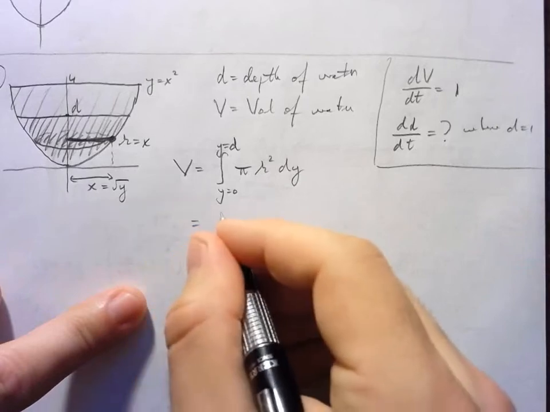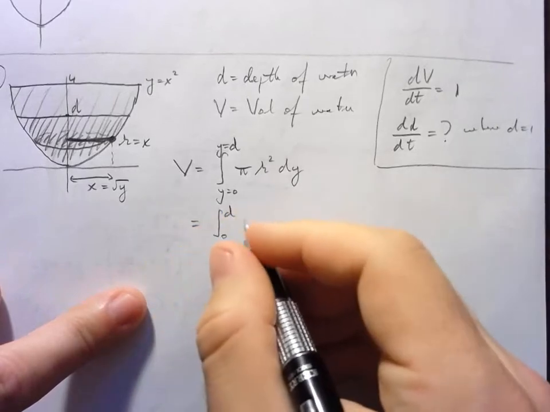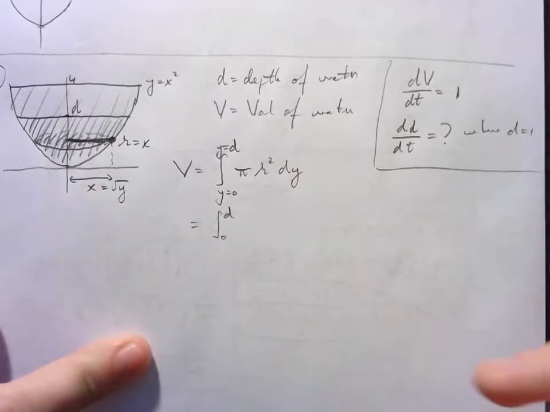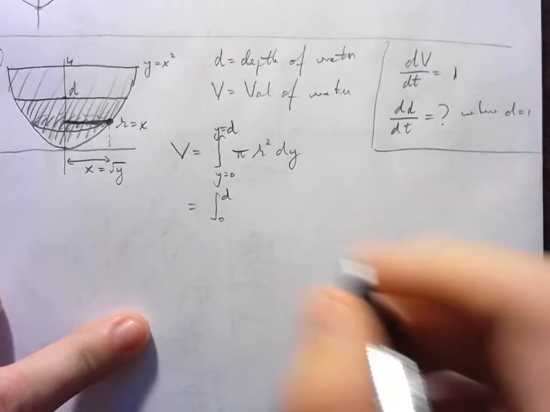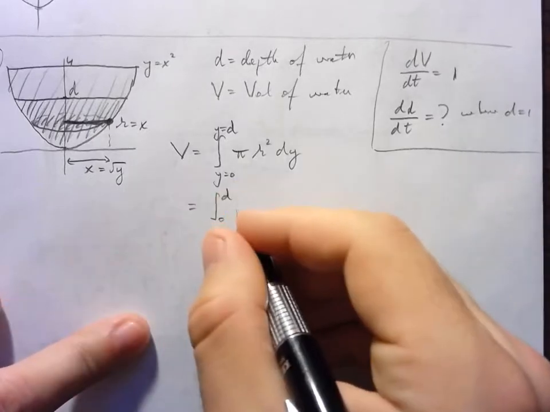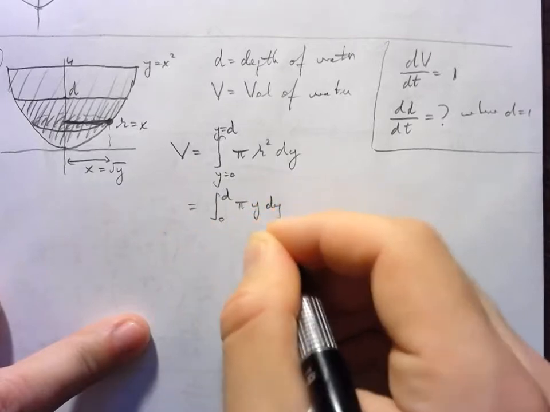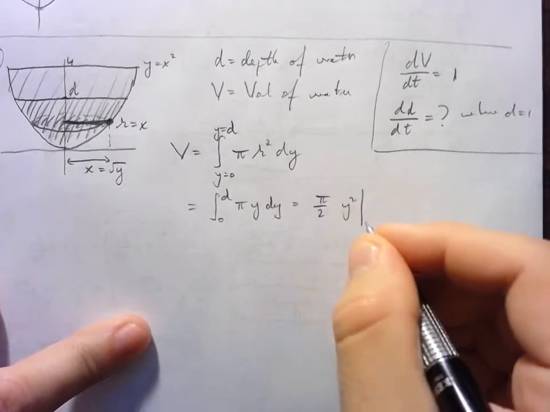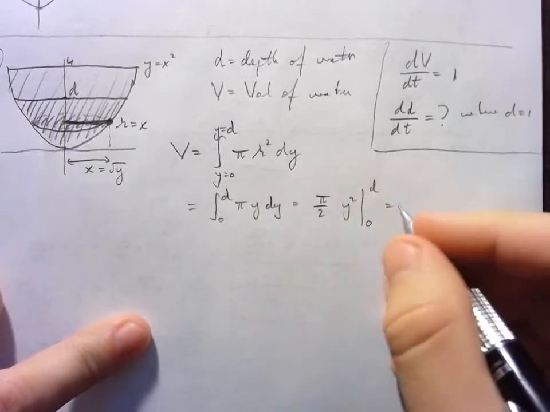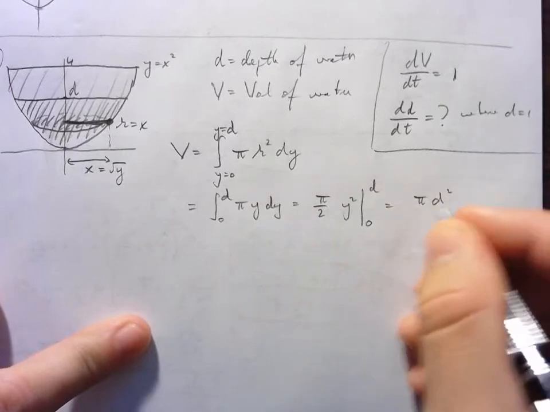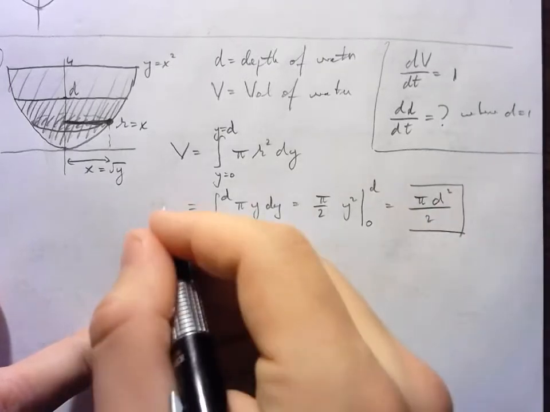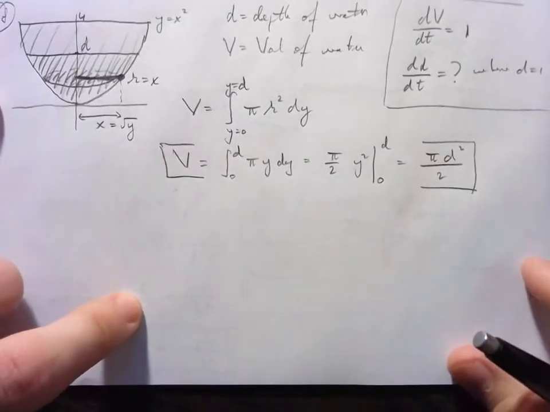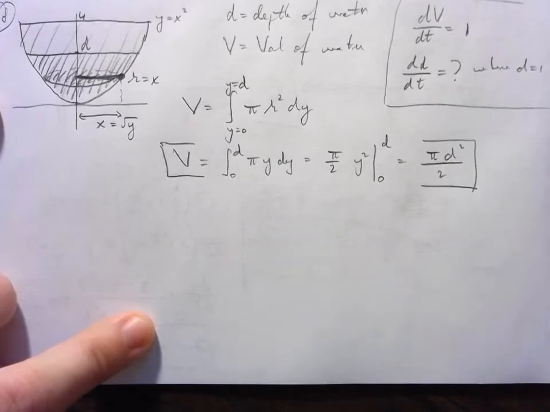So this is going to be the integral from 0 to d of, let's see, what do we end up with? r squared is going to be just y, so I have pi y dy. So now this is going to be pi over 2 y squared evaluated from 0 to d. So it's simply pi d squared over 2. That is the volume when water has depth d, for this paraboloid rather.